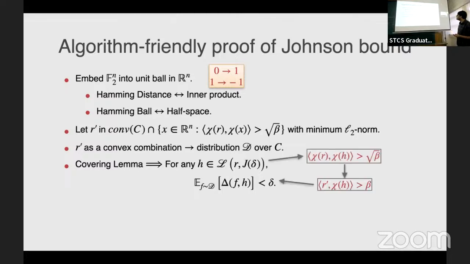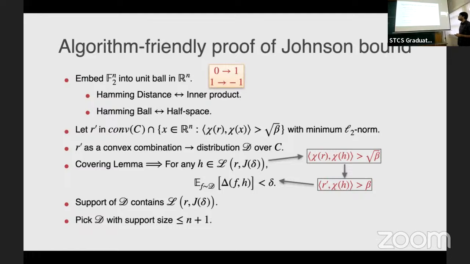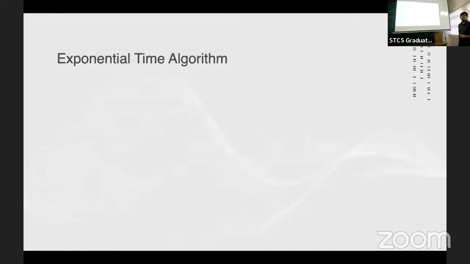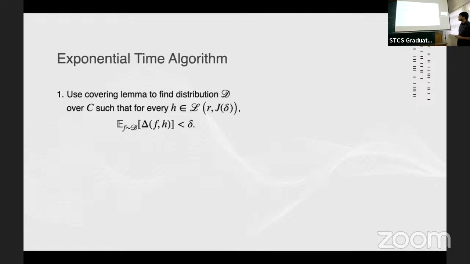Right. So based on this, let me show you an exponential time algorithm. It is a very roundabout way of doing things in exponential time, because otherwise we'd just enumerate. We first use the covering lemma to find the distribution, and then we sample from this distribution.